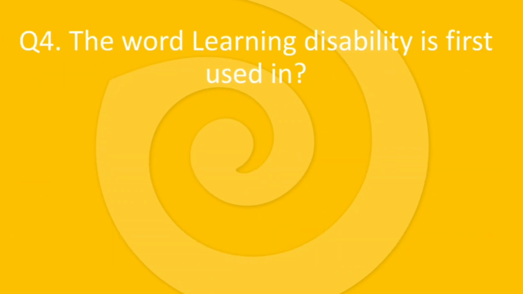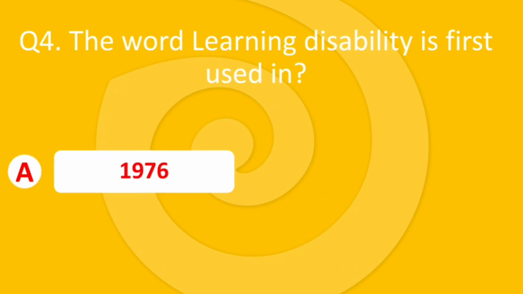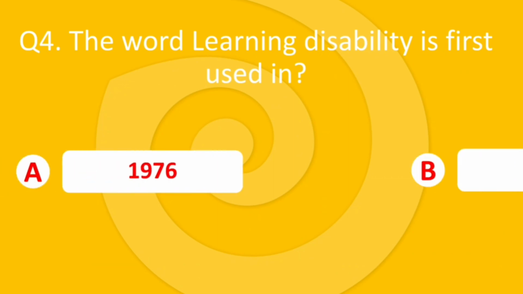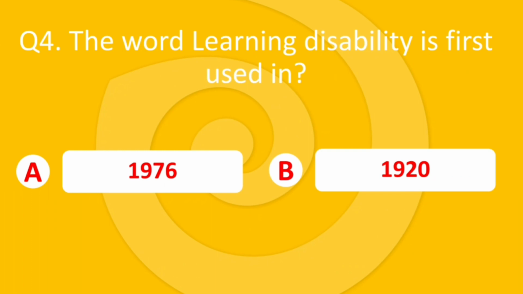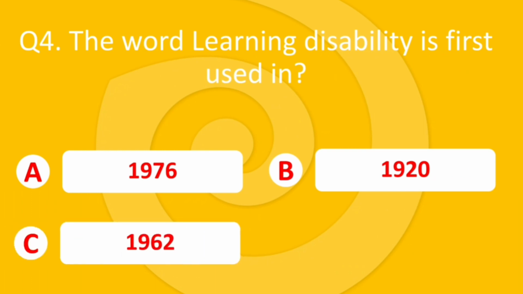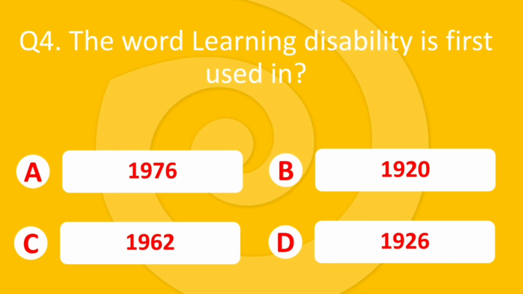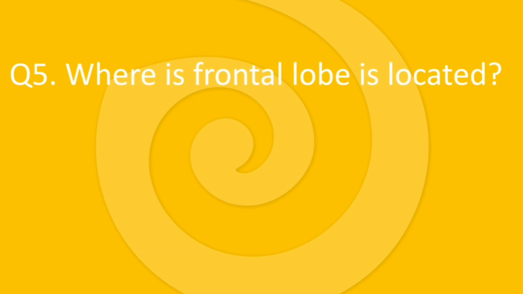Question number 4. The word learning disability is first used in option A, 1976. Option B, 1920. Option C, 1962. Or option D, 1926. So, the right answer is option C, 1962.